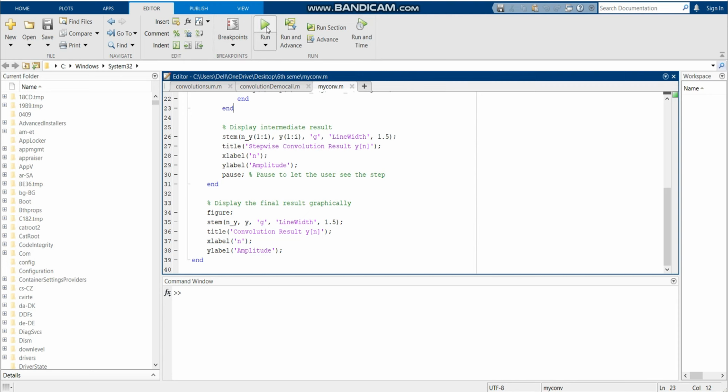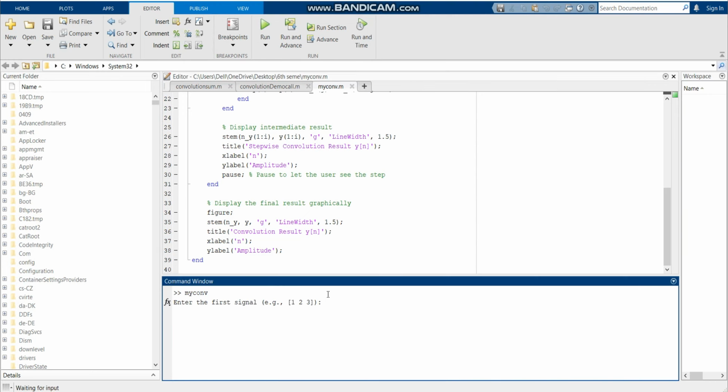Let us run this code. Firstly, it asks the user to enter the first signal, for which let us take an example of a simple signal, which is 1, 1, 1. Let us enter the specific indexes of this signal: 0, 1, 2.